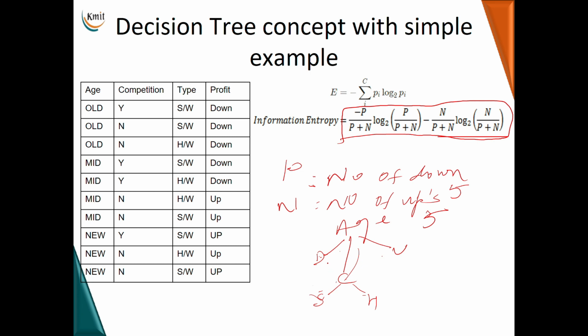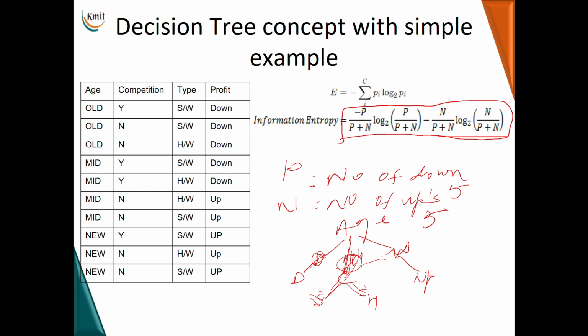For your age, you have your old, middle and new. Yes, for your old, do you have anything? No, you have only down. For your new, you have only up. Done. When I'm talking about this, you have both your old and new. Then comes my competition, the other node. Here you have middle.